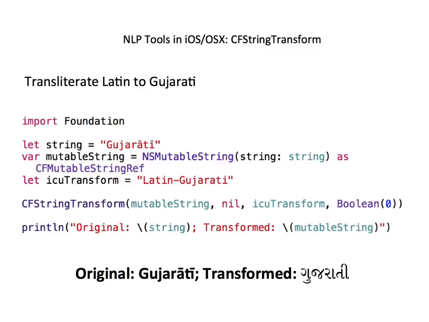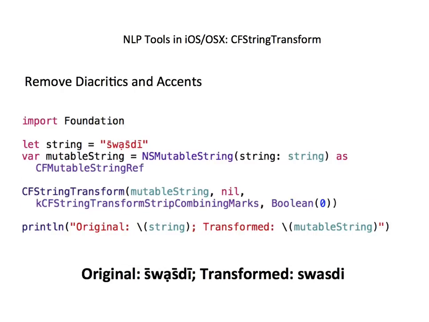We can also use CFStringTransform to remove accents and diacritics from a string. This can be very useful as a way to normalize text for searching and organizing content. For example, if you are creating an application with a searchable contact list, users will expect to be able to find contacts that have accents in their names without having to enter the accents themselves.